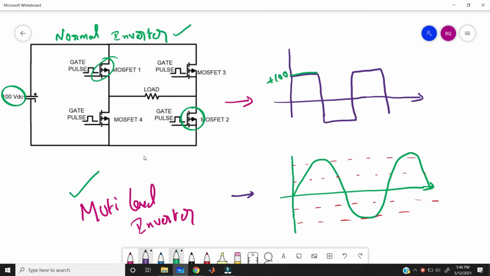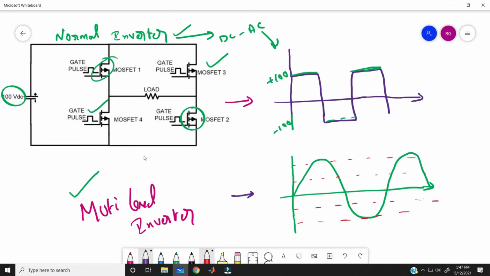When you turn on switch 3 and switch 4, you can get the negative 100, right? Like this. And then again 1 and 2, you can get the positive 100. This is the output waveform of normal inverter. Actually, the name inverter means it can convert DC to AC, right? But at the output of normal inverter, we are not getting the pure AC. We are getting the pulsating AC, that is nearer to AC, right?